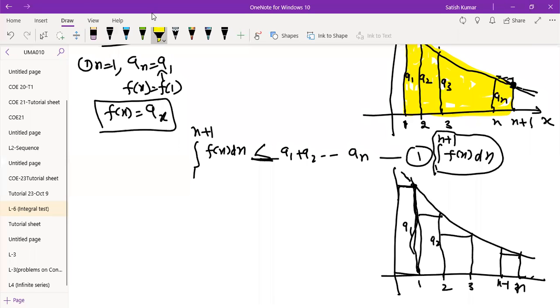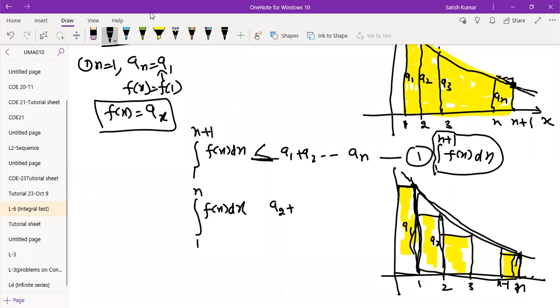Now just focus on the areas below these rectangles. Now the integral is from 1 to n of f(x) dx. So the integral from 1 to n means the area of this region. I want to compare it with these yellow rectangles. From where should I start? We should not start from a1 because I'm taking 1 to n. So it starts from a2, because this area corresponds to this height, so it is a2. This area corresponds to this height, so it is a3, and the last area corresponds to an.